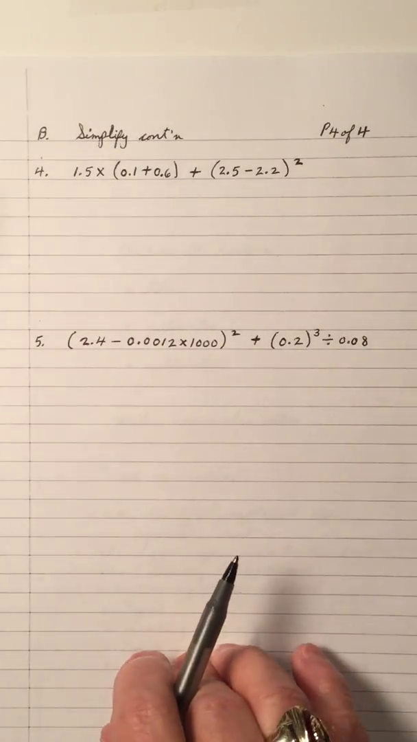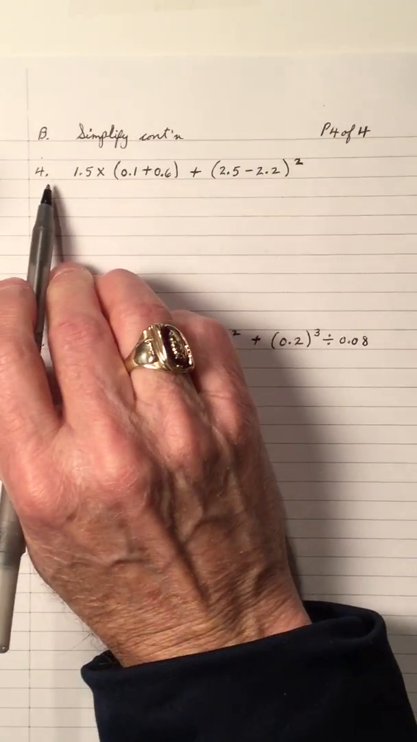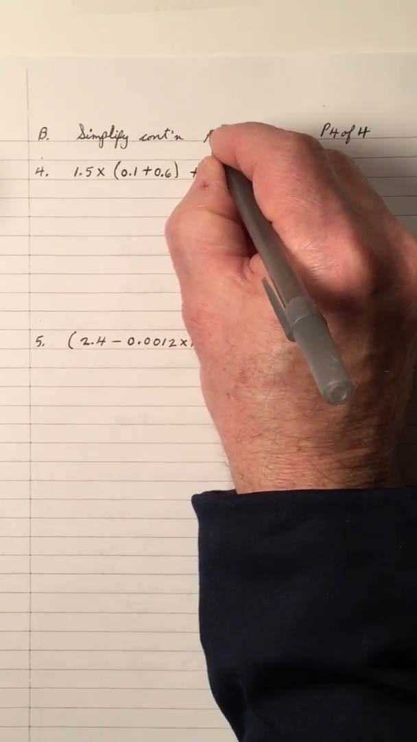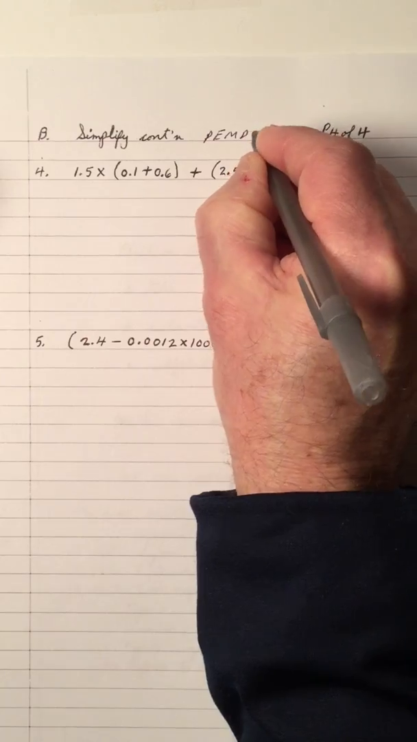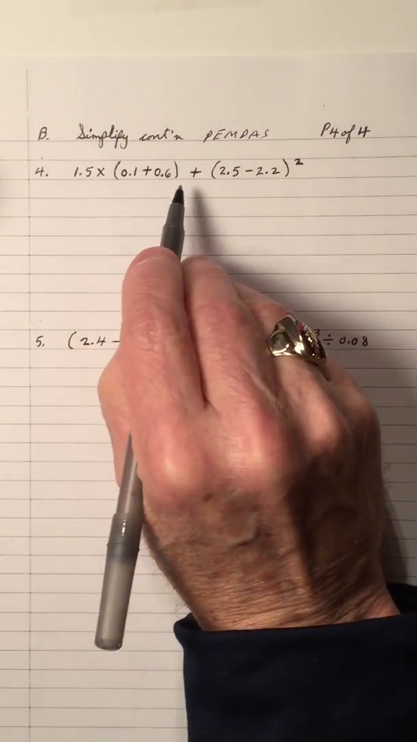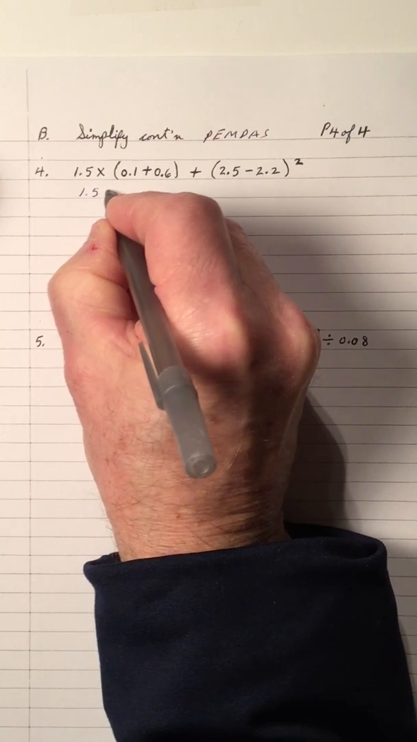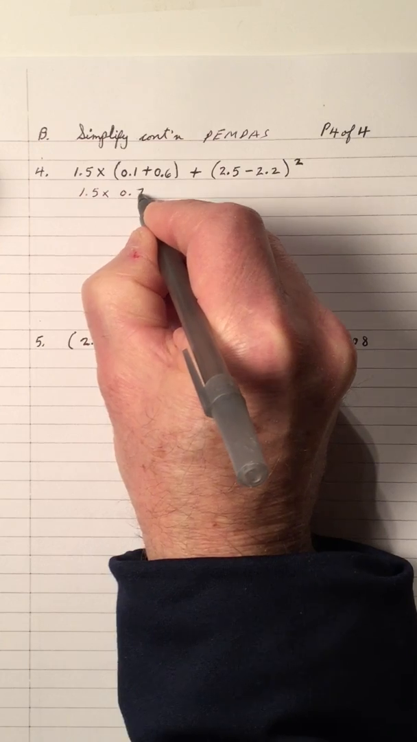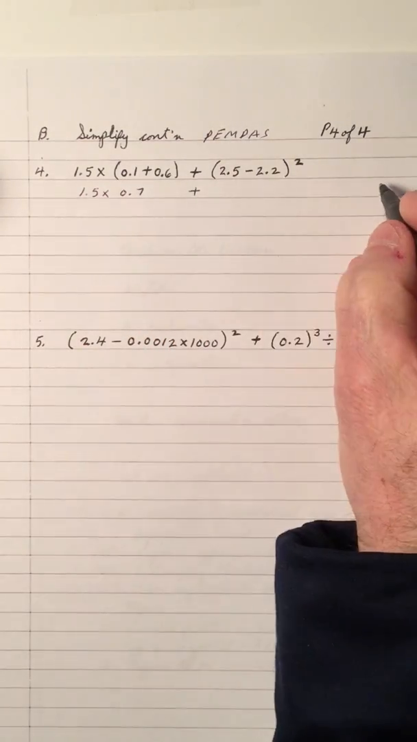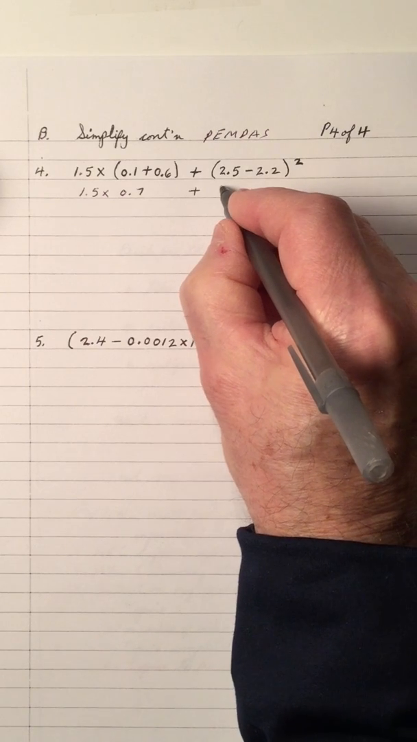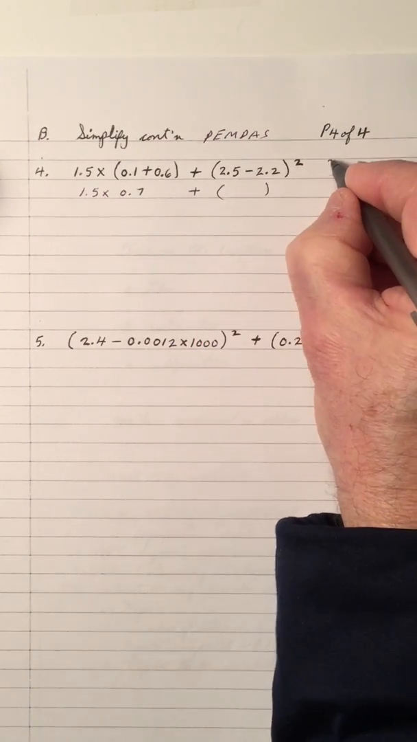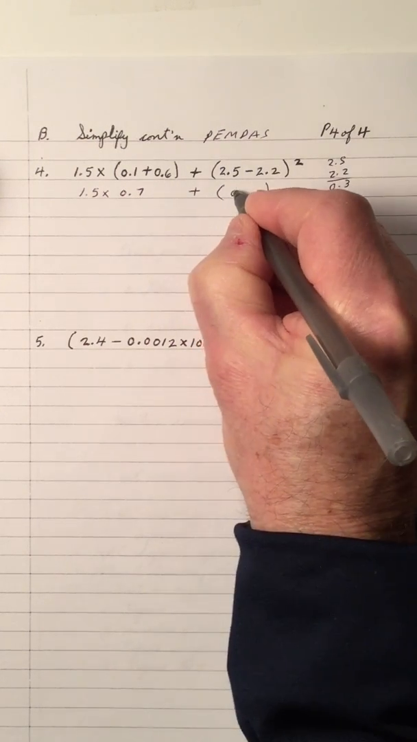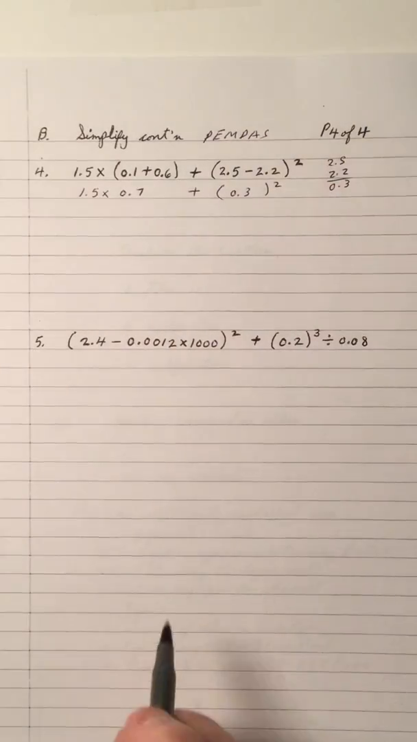Now we have a simplification. Notice this time, in number 4, we have a multiplication, brackets, exponents. So PEMDAS, write it down. I have to do the inside of the brackets first. So when I add these two, I get 0.7. Add on. And I have to subtract the inside of this bracket. So 2.5 subtract 2.2 is 0.3. The inside of the bracket is done.